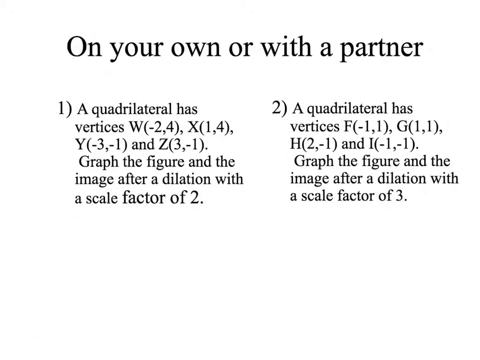You'll notice that both of them have a scale factor of 2 and 3, both being larger than 1. That's going to be enlarging our figure. So for the first one, W is at -2, 4. So W prime is going to be -2 times 2, 4 times 2, giving me a new point at -4, 8.